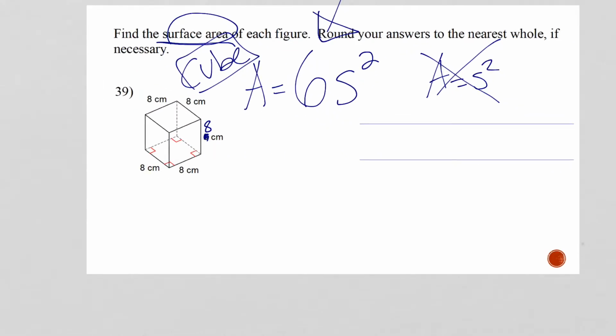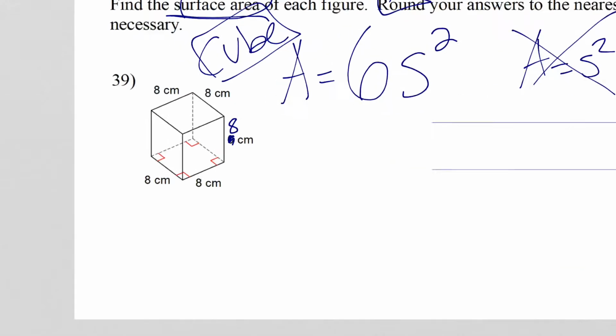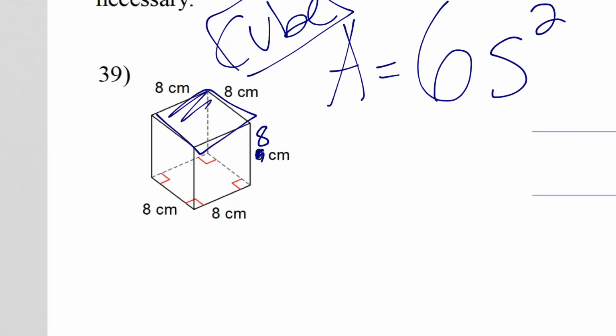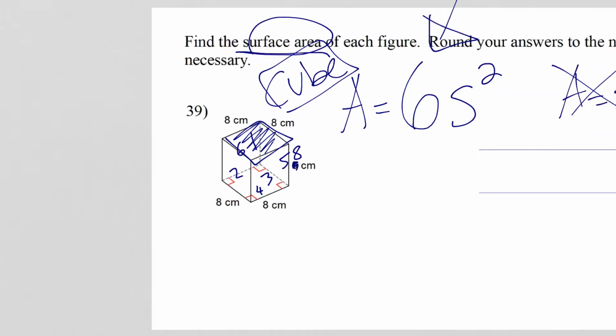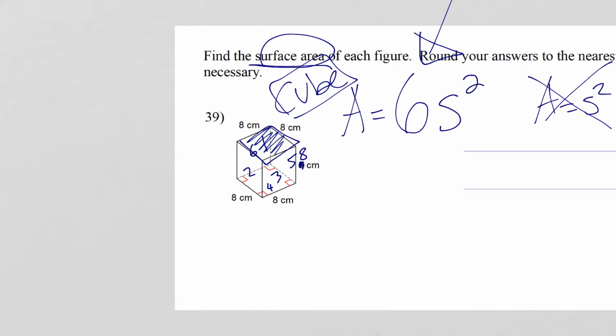Why 6? Because it's a 6-sided shape. So if you find the area of one square, you have 6. 1, 2, 3. The bottom one is 4. The right side is 5. And the back is 6. So it's a 6-sided cube. 2 sides, front and back, and top and bottom.